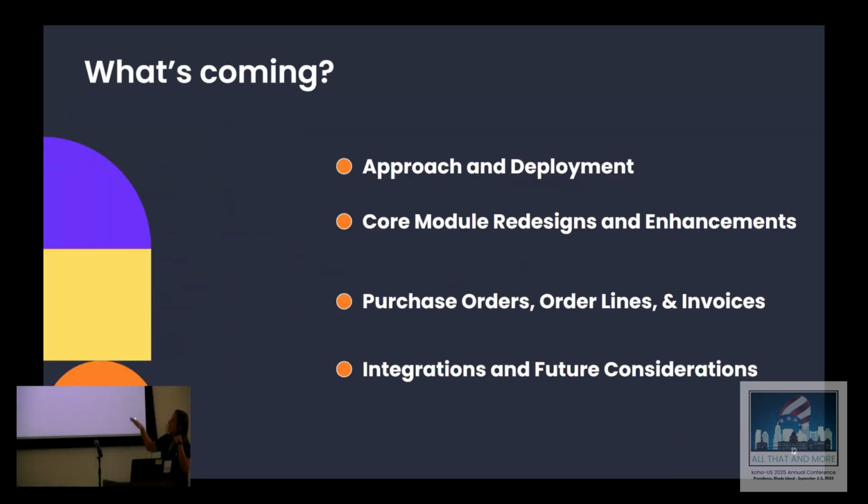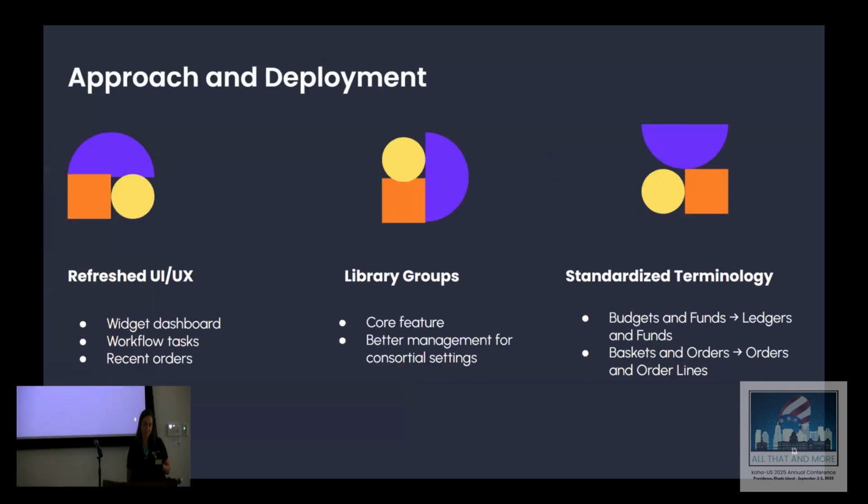So we've broken it down to kind of talk about the approach and deployment. We'll talk about the core module redesigns and then enhancements. A massive change, as Rhonda showed you, we call everything baskets now. We're changing that to purchase orders, order lines, and invoices. So one of the big things is the vocabulary and trying to make it consistent with all users. And then we'll wrap things up by talking about integrations and future considerations.